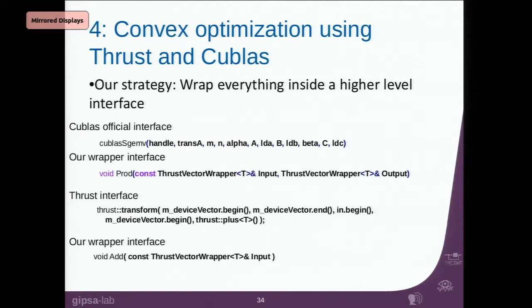So what was my strategy while implementing this simple algorithm? I actually wrapped everything inside a higher-level interface, so that I would be able to use, for instance, a matrix vector multiplication, whether through BLAS or cuBLAS. So I did a wrapper kind of interface for that. Yes, I wrapped the cuBLAS SGEMV inside the product class that I designed.